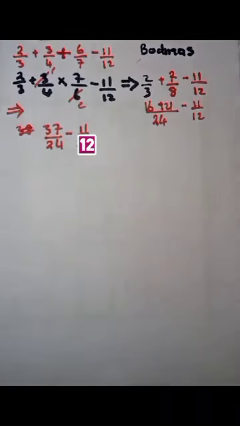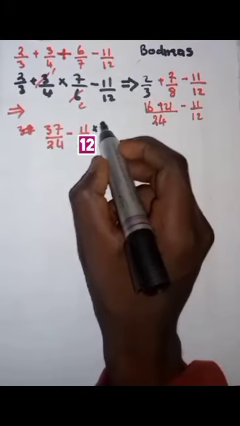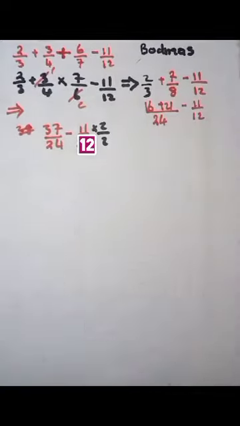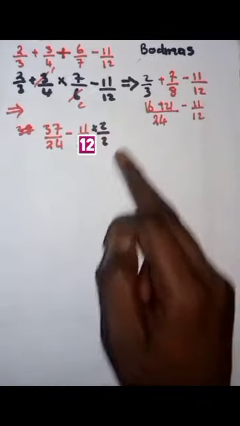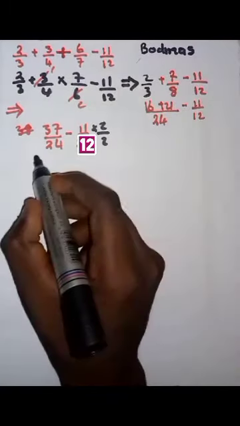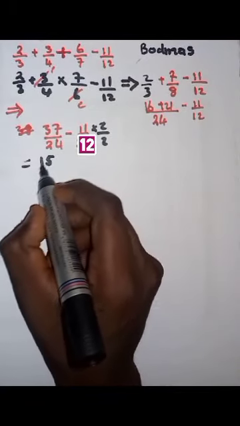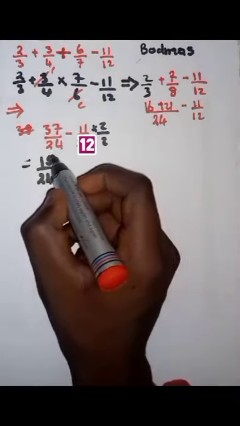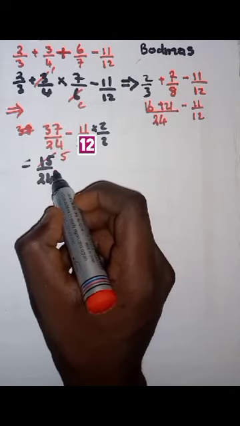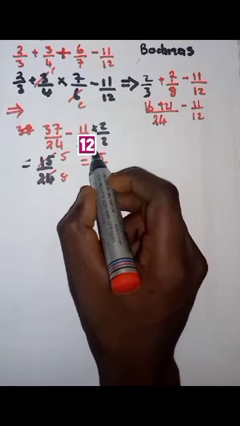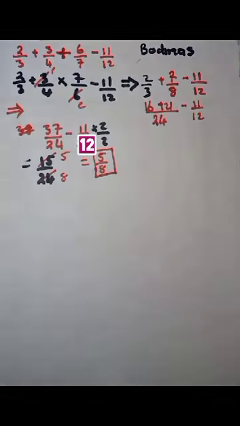To make things easy, I can multiply top by 2 and bottom by 2, so that these 2 and these 2 can cancel conveniently. Then I'm going to have 11 times 2, which gives me 22. Then I take 37 minus 22, which gives me 15. So this whole result reduces to 15 over 24. I can divide all through by 3, because 3 goes into 15 five times and into 24 eight times. So this reduces to 5 over 8. So this is my answer to that question.